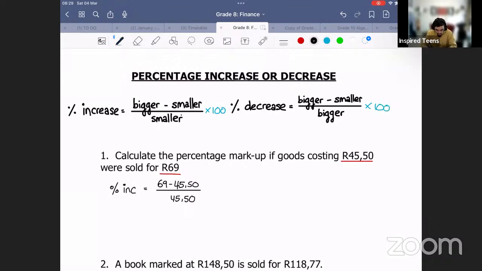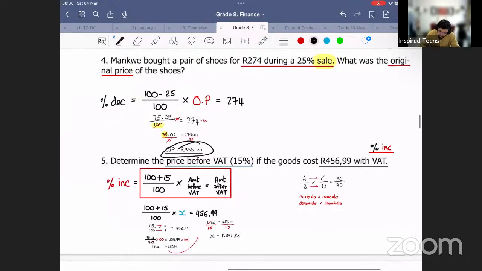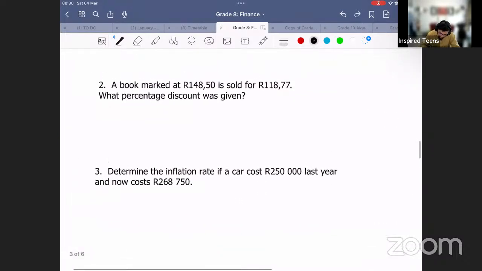So let me do this calculation. 69 minus 45.50 divided by 45.50. Yes, and I multiplied by 100, and I get a 51% increase. So the markup on these goods was 51,65 if I rounded off to 2 decimal places. Percentage markup of 51,65. As you can see in this case, our answer is in percentage, and in the previous case our answer was in rands, because they wanted us to calculate the rand value.